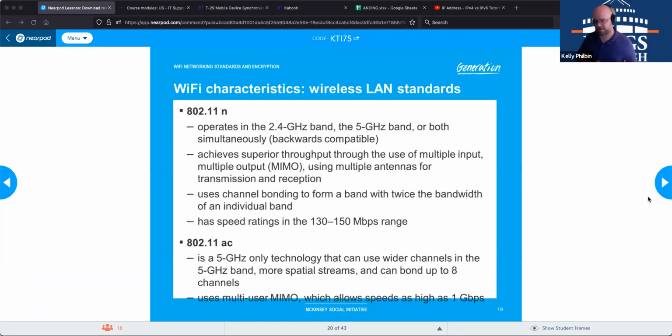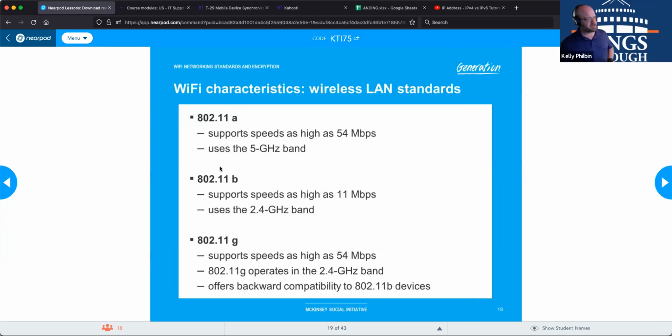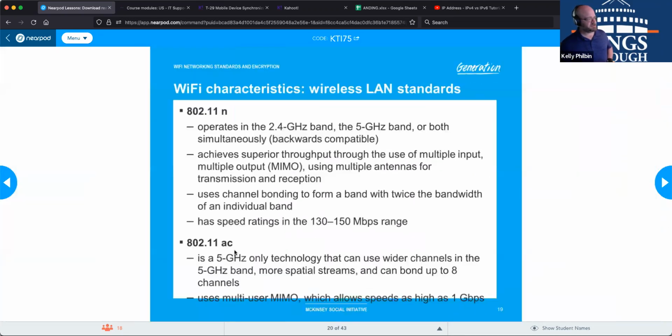Main takeaway from that. Questions so far? So A, B, G, N, and AC. We have a nice graphic, I believe, at the end of this slide that puts them all on the same page and lays out all the information you need to know. It's really good, so we'll get to that one here in a bit.